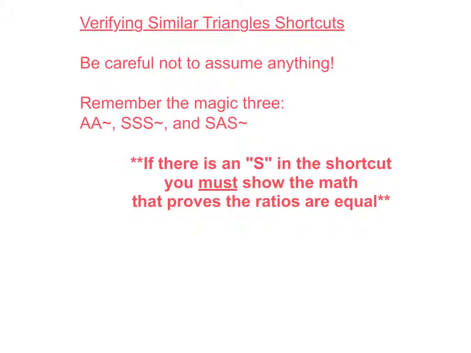If you see measurements that look like, yeah, sure, they might be similar, remember we're going to be looking at the magic 3 shortcuts that we talked about last time, which are angle-angle similarity, side-side-side similarity, and side-angle-side similarity. Remember, you need to verify the math, especially if there's an S in that shortcut. Then you need to make sure that you're showing the math that proves that those ratios are equal. Don't assume anything, okay?